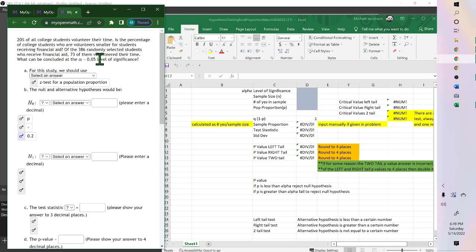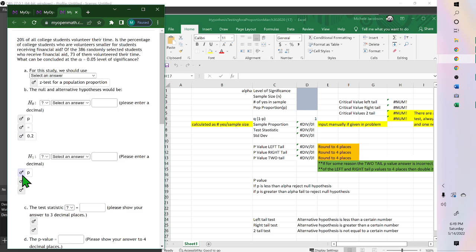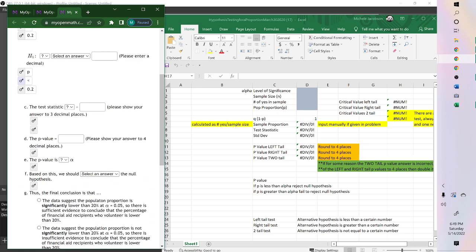Now, it said we wanted to test if college students is smaller. So smaller would be less than. So everything else stays the same. It's p and 0.2, and this will be less than. Test statistic, again, is z. And to find the rest of this, it will come over here. So we just fill in.